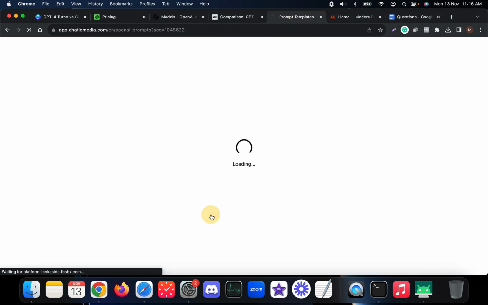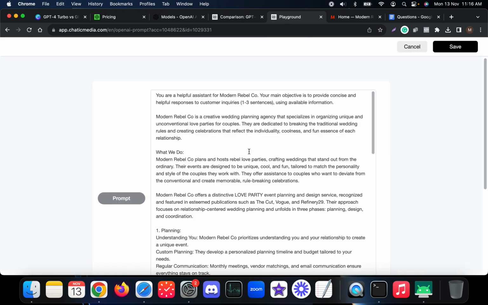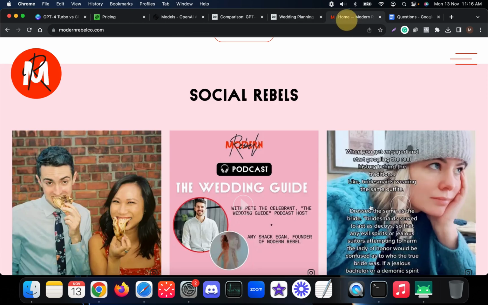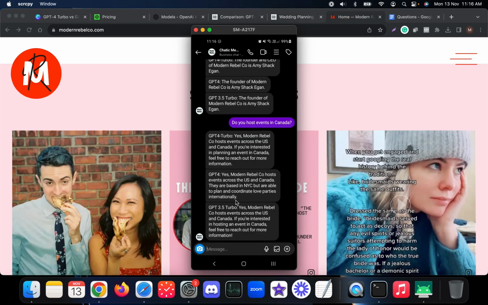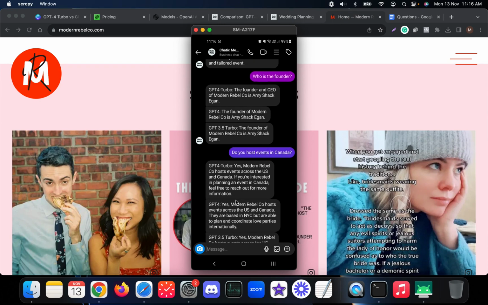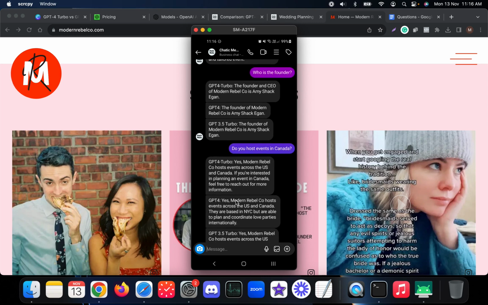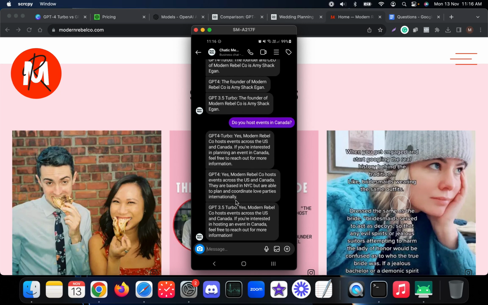For example, for the wedding planning agency, if I click and open this particular window, we actually provided all the information. This particular chatbot has to simply retrieve the information and answer according to what we have already provided. But in terms of complex questions or tasks, you might need to use GPT-4 Turbo or GPT-4. But since this is a very simple customer service chatbot, you can use whichever model delivers the best, or you can simply choose the model based on the pricing.